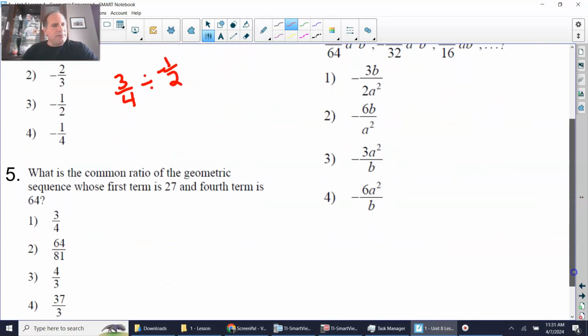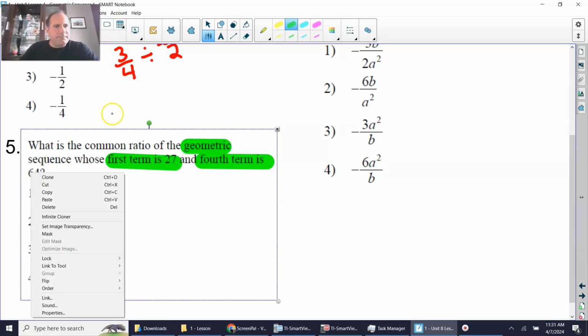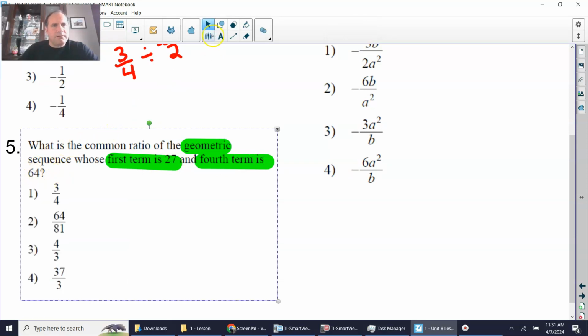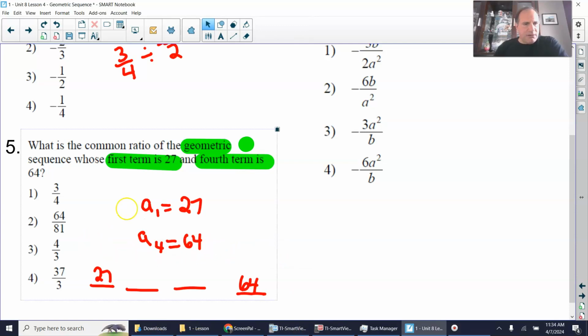All right. What is the common ratio of the sequence whose first term is 27? First term is 27, geometric sequence. And fourth term is 64. All right. So when they do ask you a different question like this, we're just going to say, okay, they're looking for the common ratio, right? We don't have the second term. If we did, it would be an easy question.